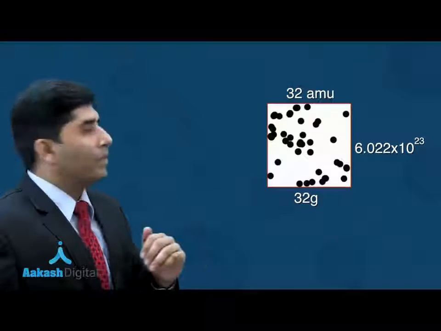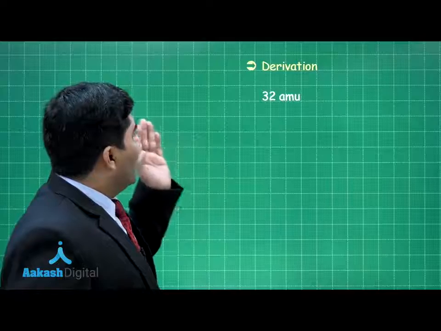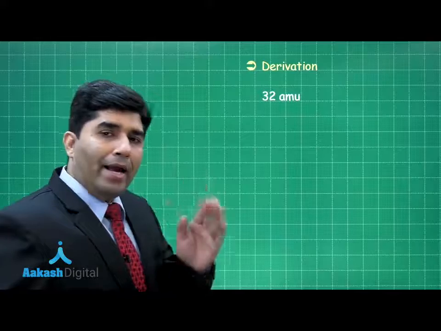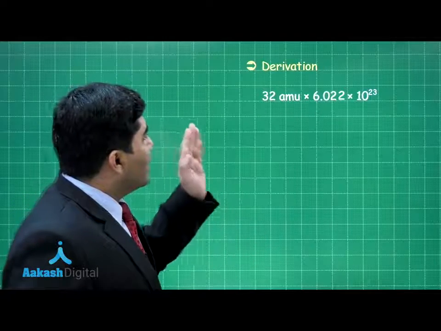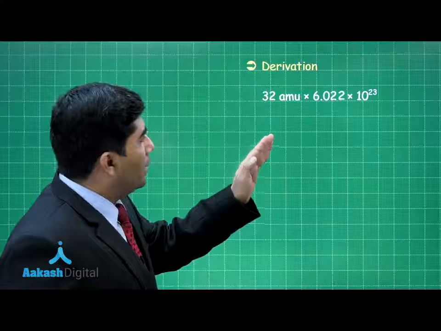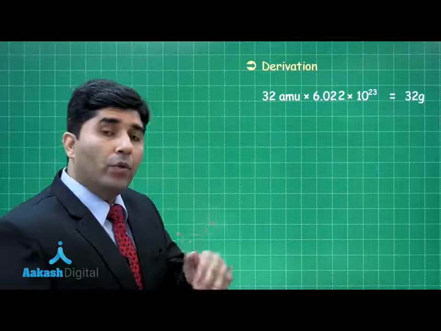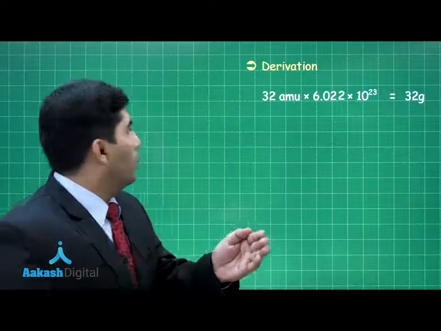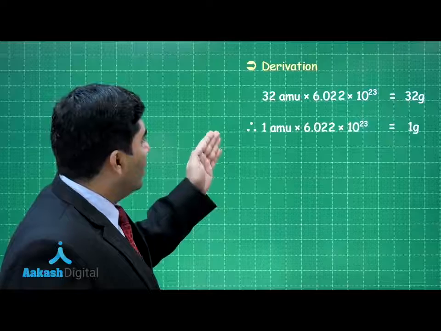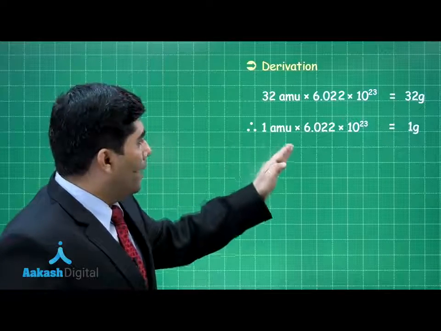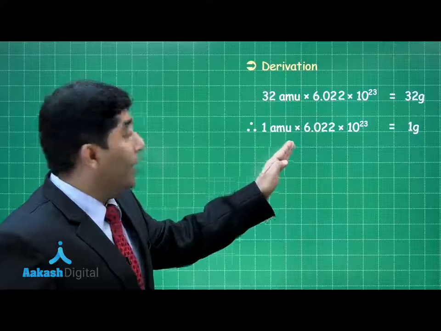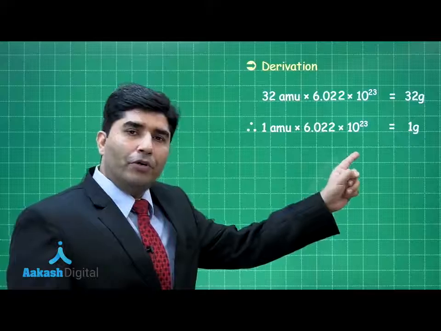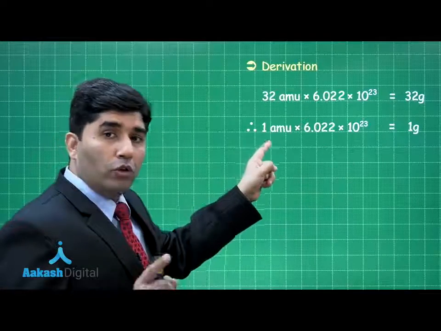Let's derive a relation. The derivation: 32 AMU is the molecular mass of oxygen, and if we multiply it by 6.022 into 10 to the 23, it becomes 32 grams. Now this is the relation between AMU and gram. From here we can say that 1 AMU multiplied by 6.022 into 10 to the 23 is equal to 1 gram. Gram is a unit of mass. AMU is also a unit of mass.